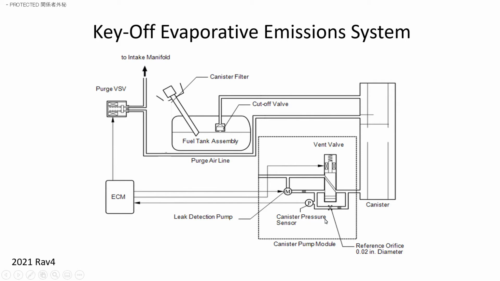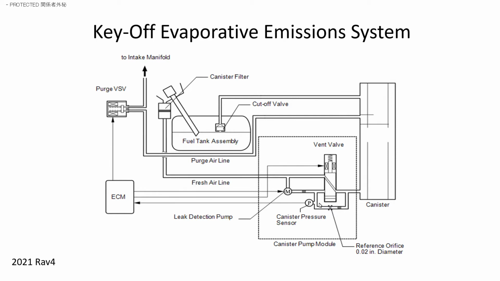Now, government regulation says that we cannot have more than a 20,000th leak in this system. So that's what this 20,000th reference orifice is for. And then we have the vent valve. The vent valve is meant to close the system off to retain a negative pressure for testing purposes.